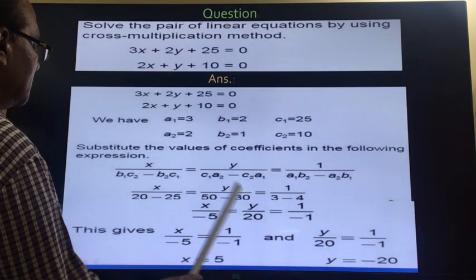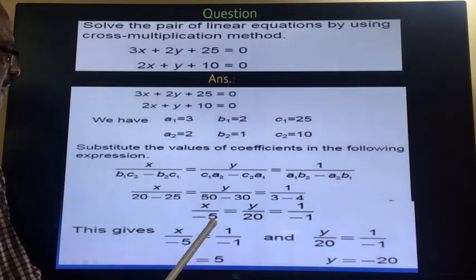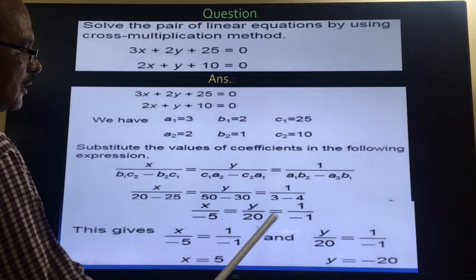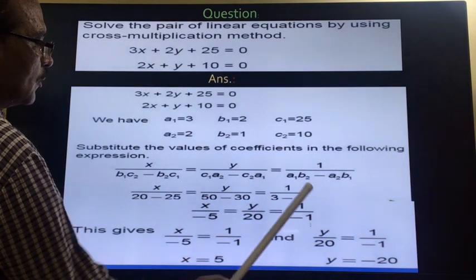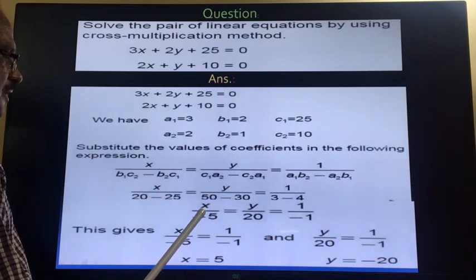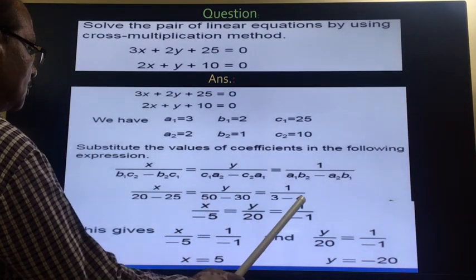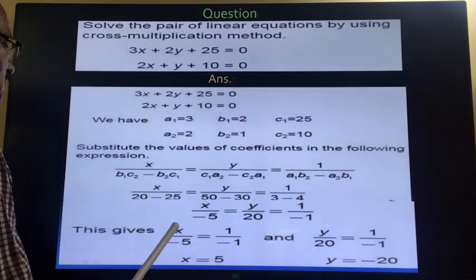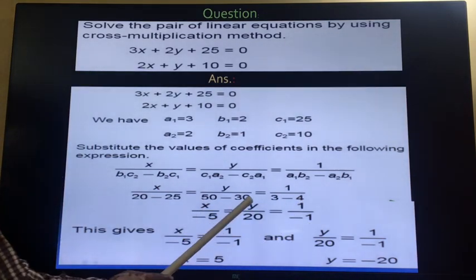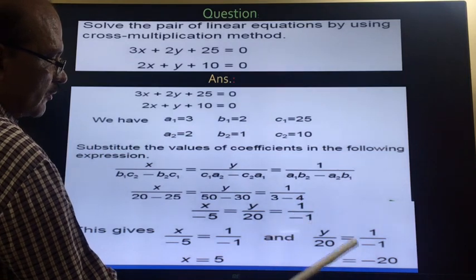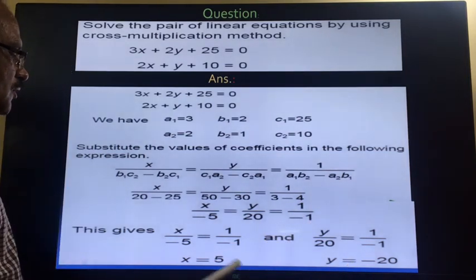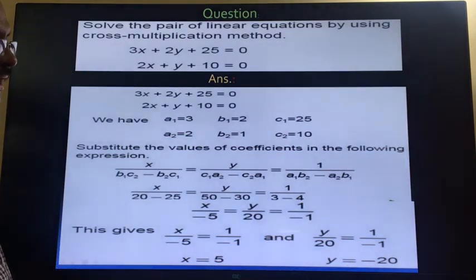And after putting these values, you will get x is upon minus 5 is equal to y upon 20 and minus 1 upon 1. Now put first step, first value is equal to last. So x upon minus 1 is equal to 1 upon minus 1. This will give you x is equal to 5. Y upon 20 is equal to minus 1 upon 1. This will give y is equal to 20. So we got the value of x is equal to 5 and y is equal to minus 20.